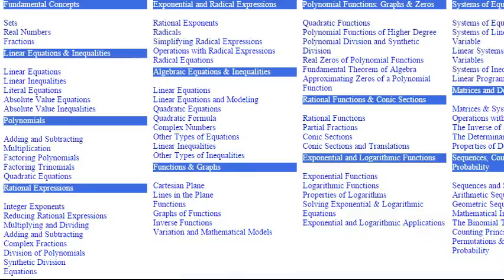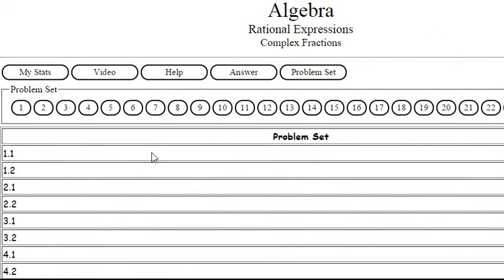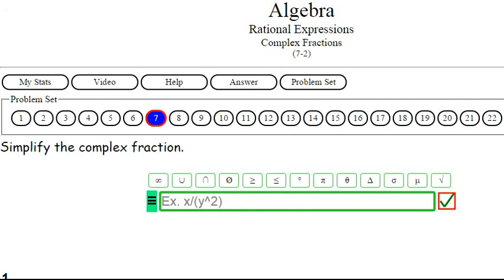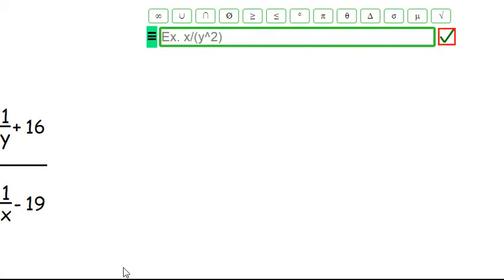Okay, we're over here at gotomath.com. Click on algebra. Let's go down to complex fractions and click on, let's bring 7.2 up. And comparing that with the last problem, it's kind of like it. So we have 1 over y plus 16, and that's all over 1 over x minus 19.